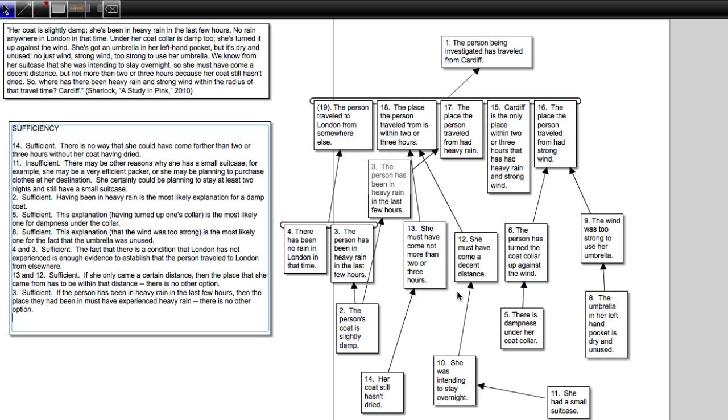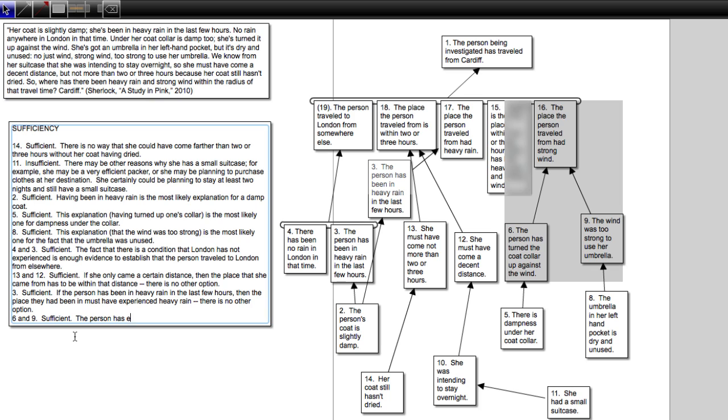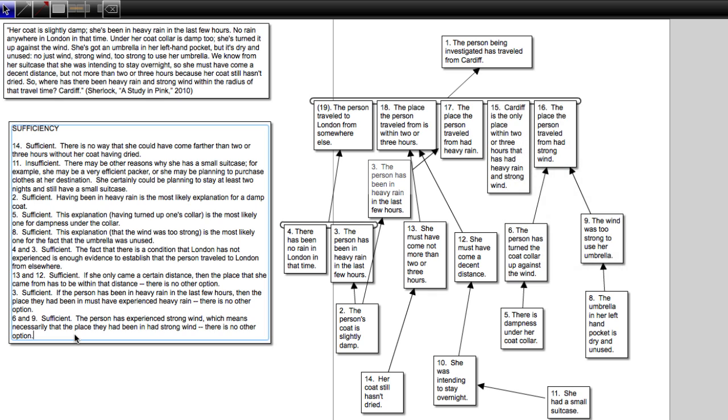Okay, we've done 4, 3, 13, 12. Let's do 6 and 9. Evidence for strong wind. They turned up their coat collar against the wind, and the wind was too strong. Therefore, I'd say that's sufficient. The person has experienced strong wind, which means necessarily that the place they had been in had strong wind. There is no other option. Okay, so we've done all of these, and we've done 3 twice.